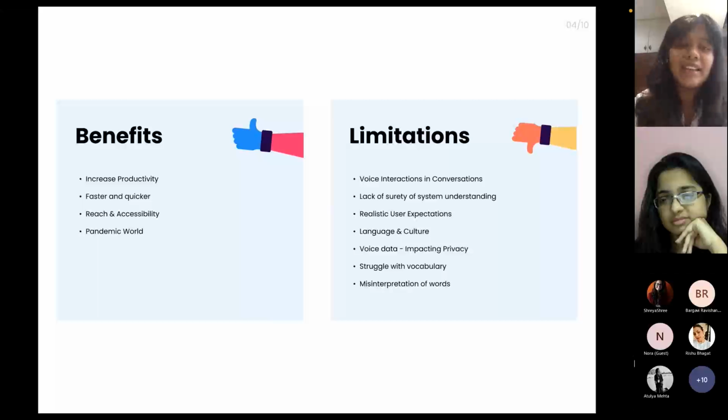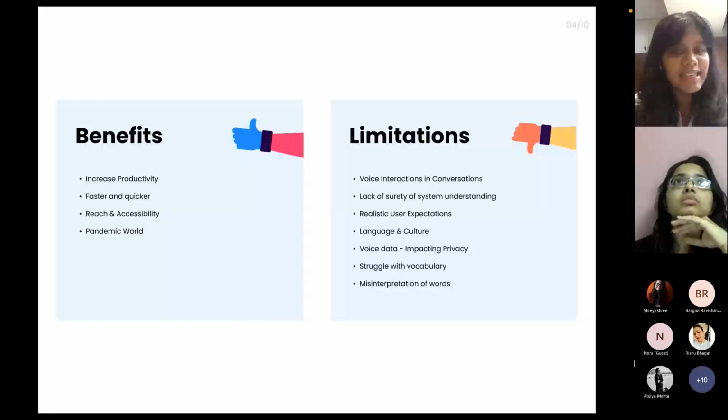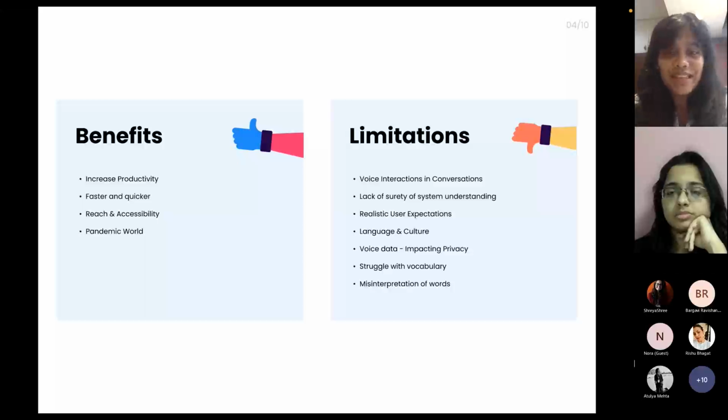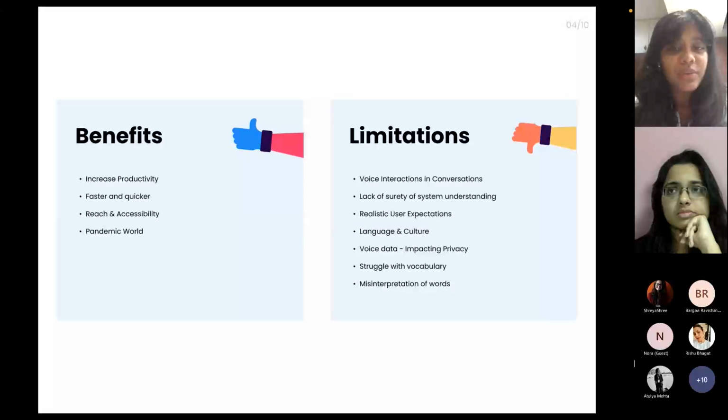So why does it lie in the limitations? It's because it still hasn't refined itself to really understand the user's language. Now let's move on to the next point, the lack of surety of system understanding. So this is more from the user's point of view. When the user is interacting with the device, the user also doesn't really understand how much this device actually understands. What is the vocabulary of this device? How much can I speak to it? Because there is no warning given beforehand, or there are no guidelines given beforehand, this causes confusion between the user and the machine.